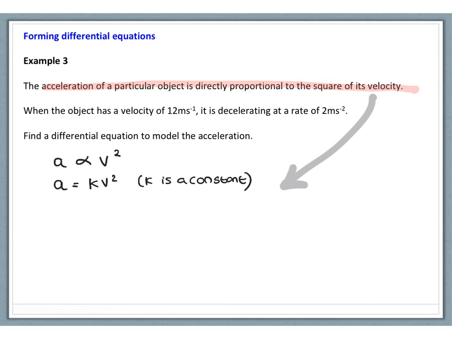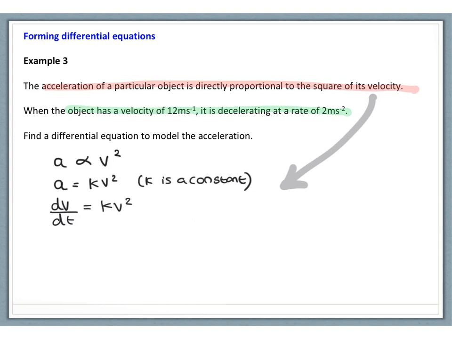Now, previously we talked about what acceleration means. Acceleration is the rate of change of velocity, dv by dt. So dv by dt equals kv squared. There's a starting point. But we're given another piece of information. When the object has a velocity of 12 metres per second, it is decelerating at a rate of 2 metres per second squared. Now, this tells us that dv by dt, the acceleration, must be -2.